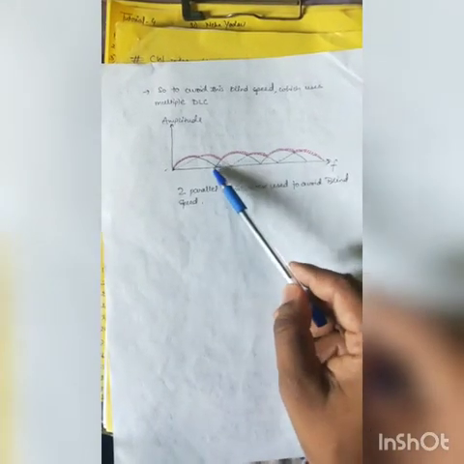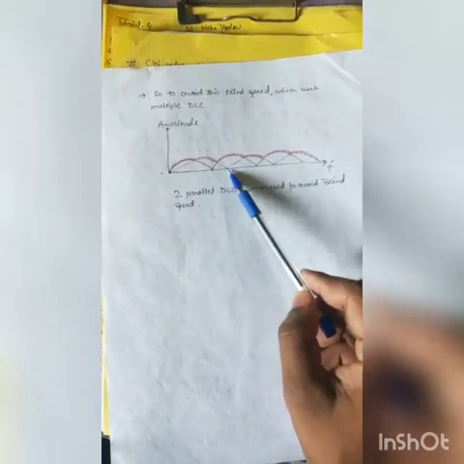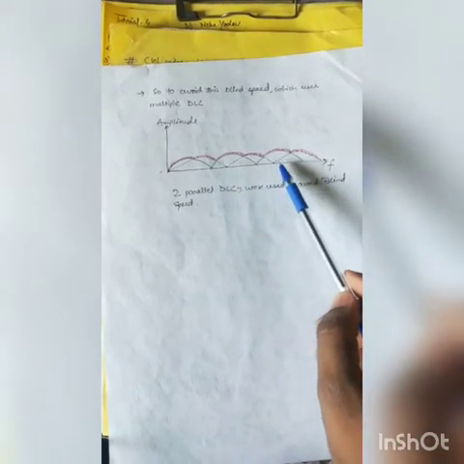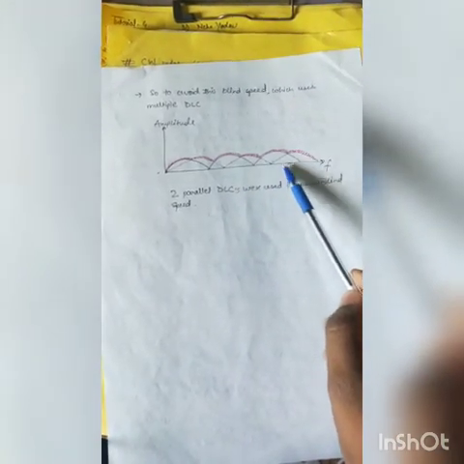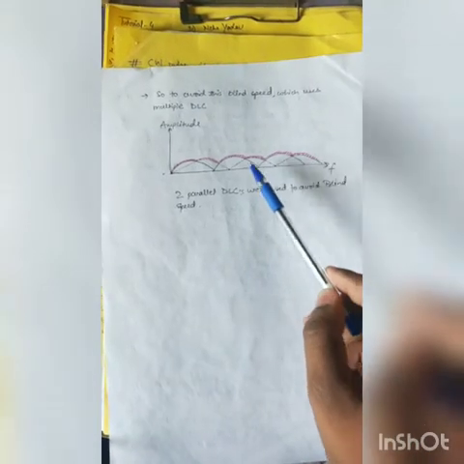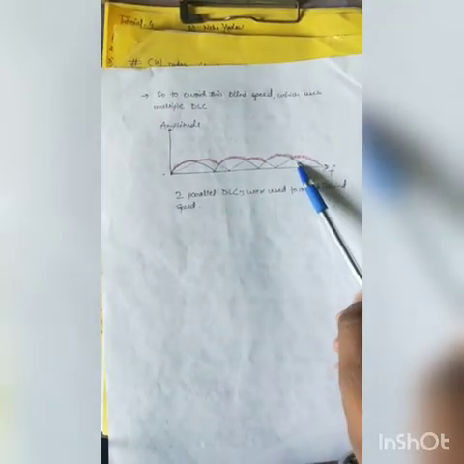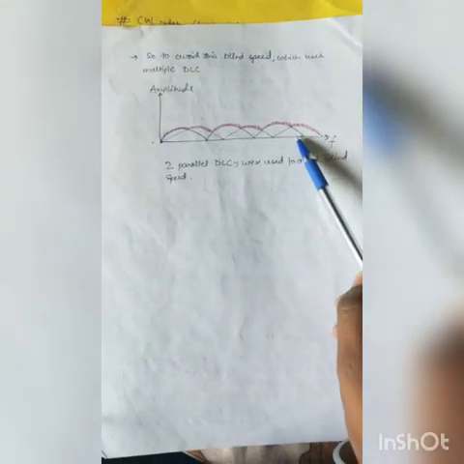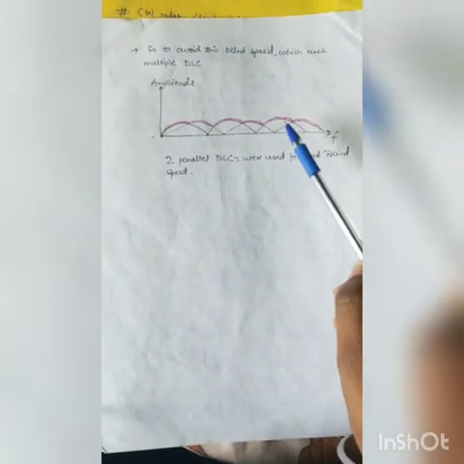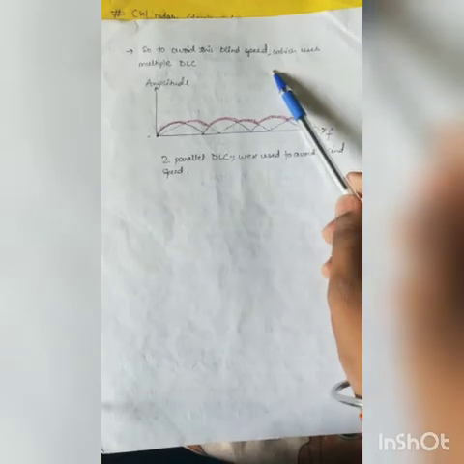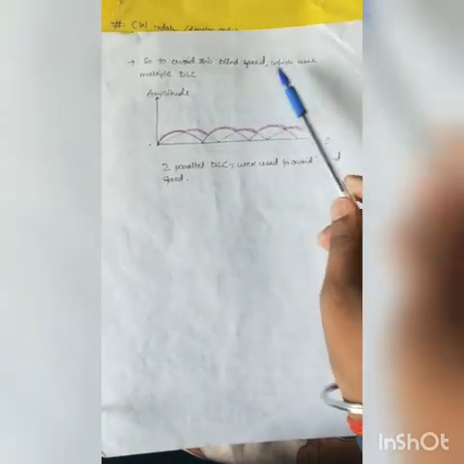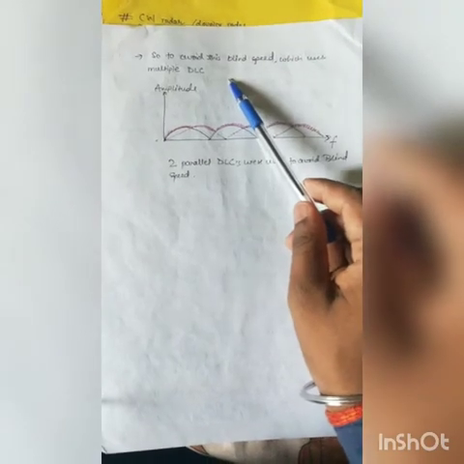And then there will never be any blind speed situations, or any positions where the frequency response of that receiver will be 0. So just by avoiding the frequency response being 0, we are also able to avoid that blind speed. And what we have written in it: to avoid this blind speed, we use multiple DLCs.